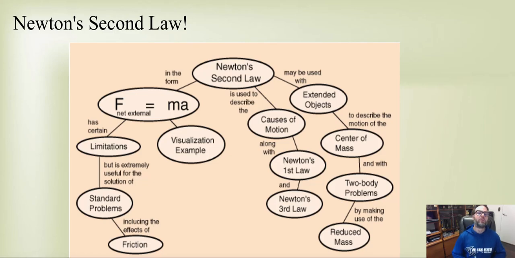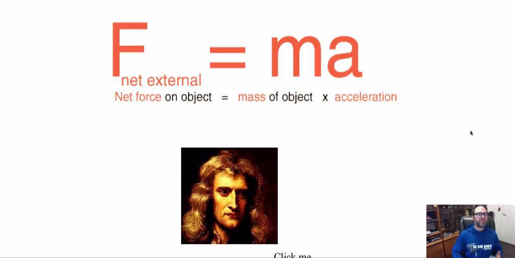So in this video, we're going to be looking at Newton's second law. Now, Newton's second law does have some limitations, but it is very useful in dealing with problems involving friction. So Newton's second law is basically force is equal to mass times acceleration, where the net force on an object will cause the mass of the object to accelerate at a certain amount.